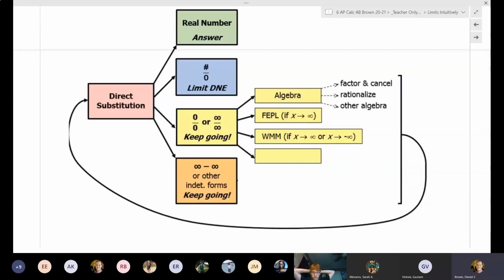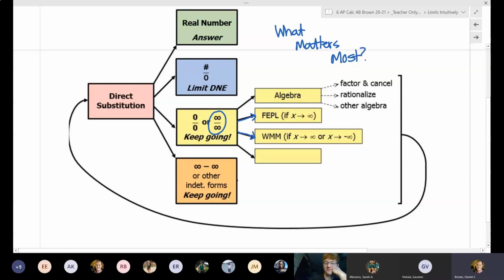Another method that we have when we're dealing with infinity over infinity. FEPL is of course useful. I also have another one that I represent as WMM, and it stands for what matters most. And this one is often used along with FEPL at the same time. So I want to introduce this one because we'll be looking at both FEPL and what matters most. And what matters most is going to be nice because it's going to work for both positive and negative infinity.